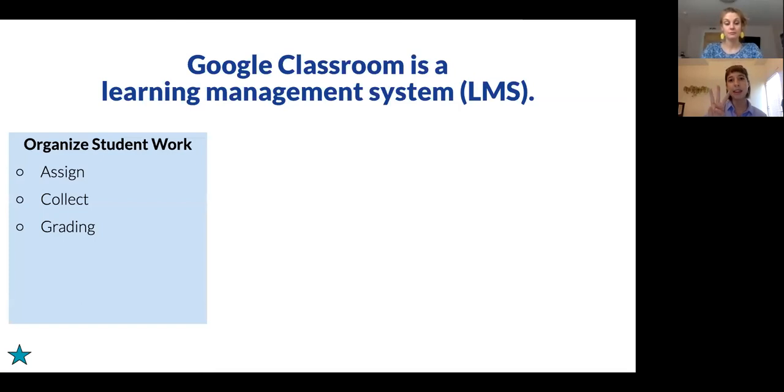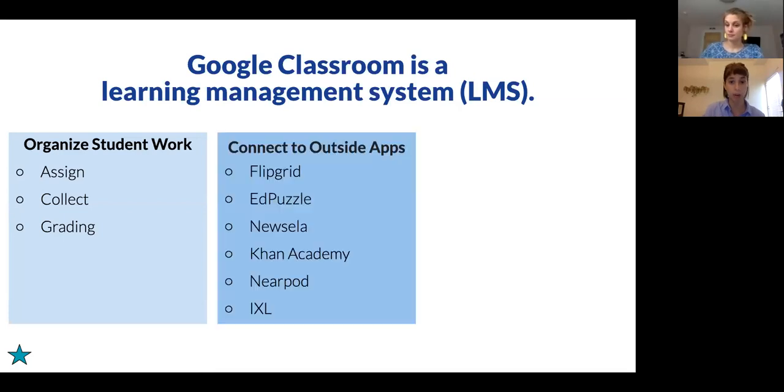There are three main categories of things that you can do with Google Classroom. The first is that you can organize student work. In Google Classroom, it's easy to assign work, collect work, and also to grade work. It also connects well to outside apps. Here's a list of a few of the different apps that you can connect to, but because it's presented by Google, there's really a huge number of different apps that you can connect to. A lot of people want to be able to connect with Google because it's such a mainstream system.